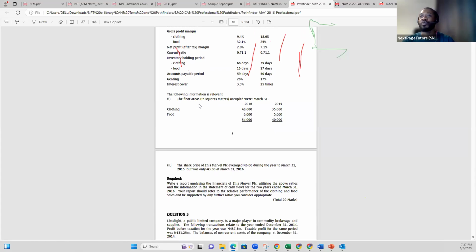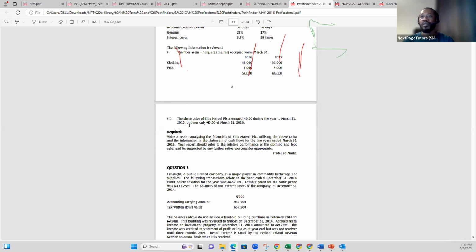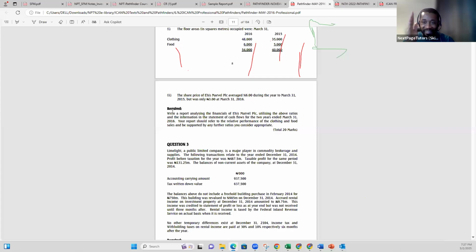The following information is also relevant. They said the floor area in square meters occupied in each year is given for clothing and for food. And number two, the share price of the company averaged 6 naira during the year 2015, but declined to 3 naira in 2016. Now, direct question: write a report analyzing the performance. Somebody mute so that you will not distract us.